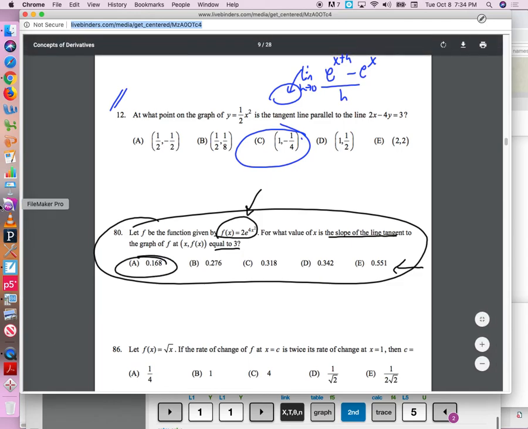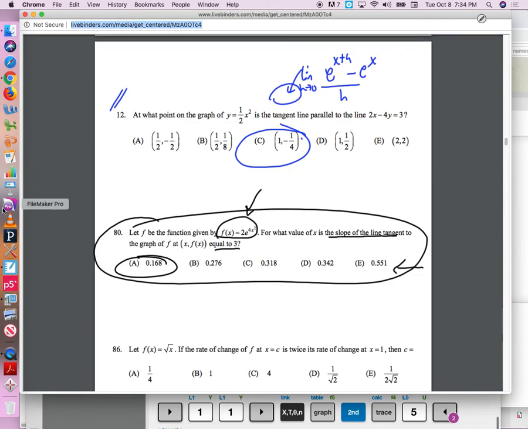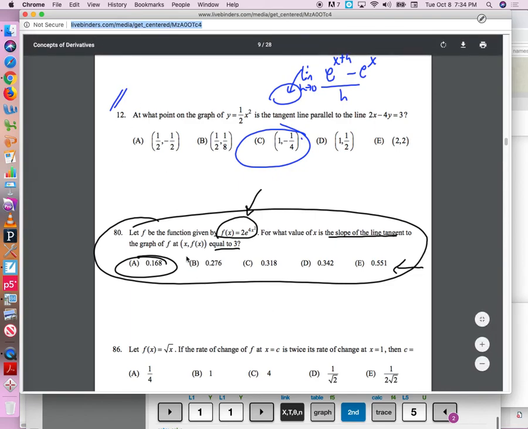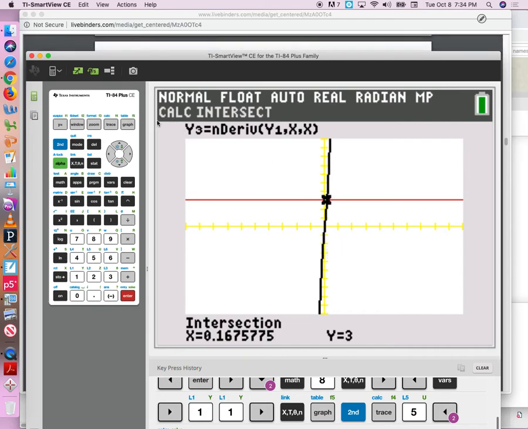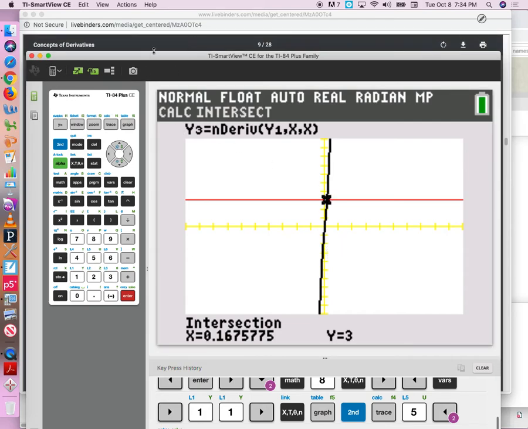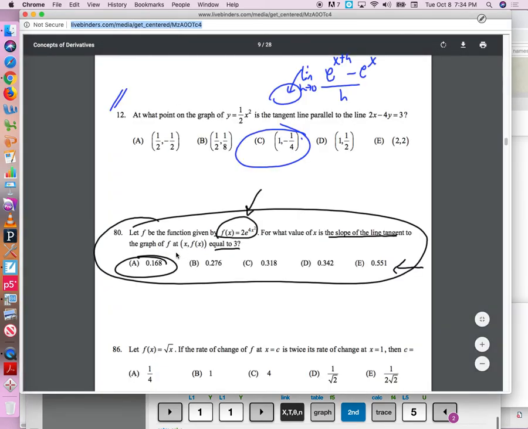So to take a derivative on your calculator, you can't get it to do it algebraically for you, but you can actually see a picture. This is a picture of all your slopes. You wanted your slope to be 3. All right, now let's go to another problem, 77.